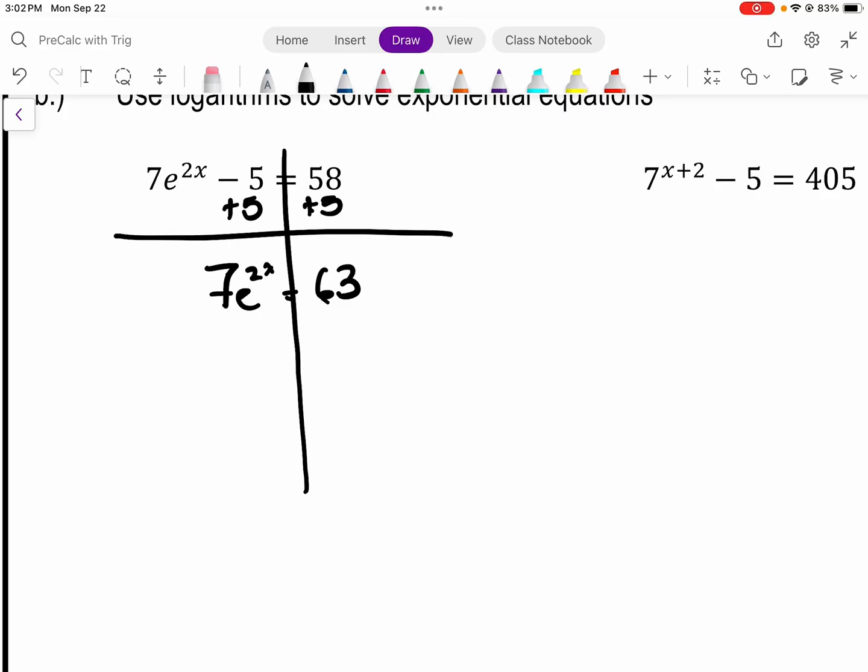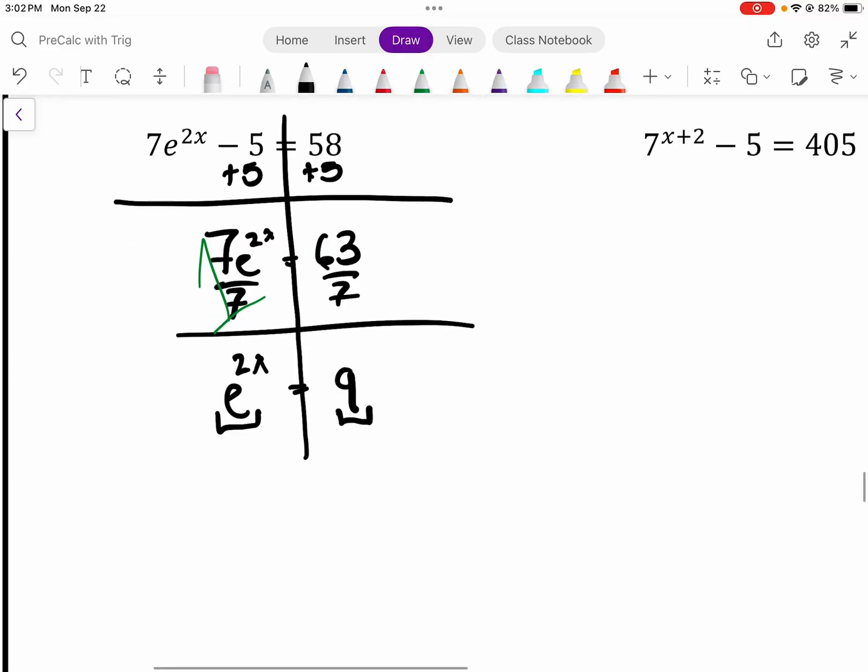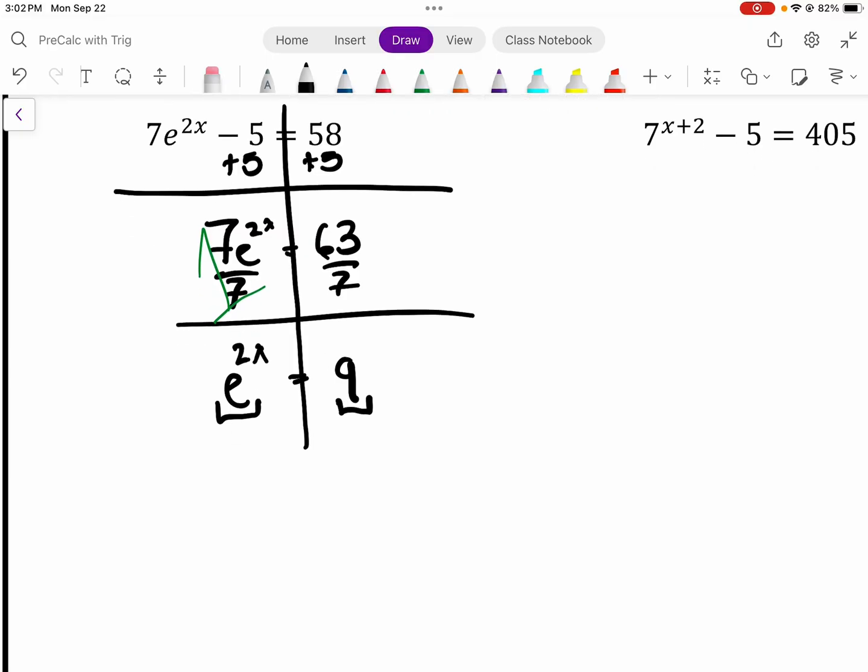Okay, then we still need to get rid of that 7 because we want the base to have only one single number. So I'm going to divide out that 7. That becomes a 1. So e to the power of 2x is equal to 63 divided by 7, which is 9. So now we've got single terms. Now you're going to notice right away there's no way that we can rewrite those two bases as the same. I can't write 9 as an e, and vice versa, I can't write e as a 9.